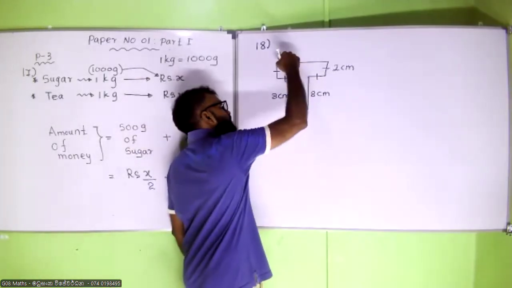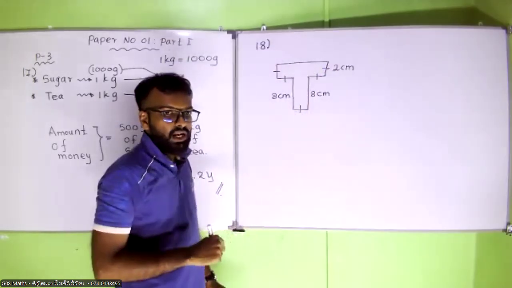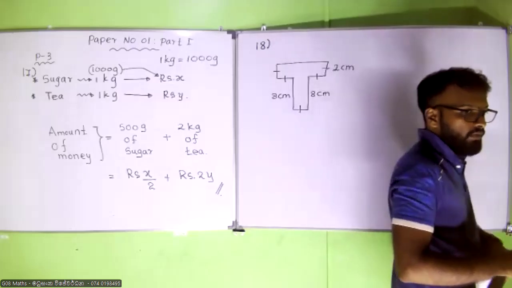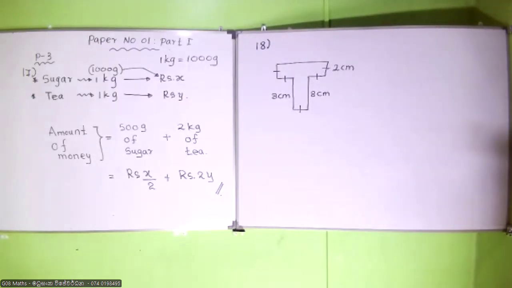And how are we going to get this length? Can anyone tell me? Nevinu? I think, sir, 6.